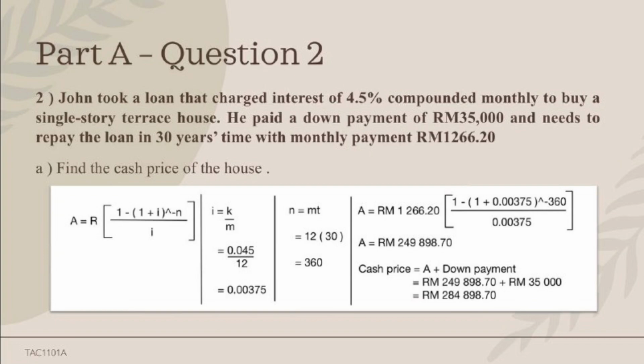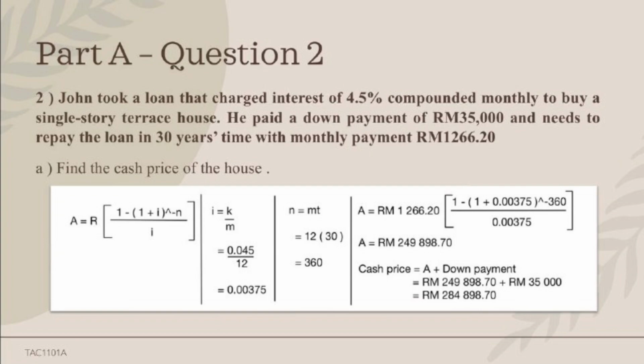So we know that the formula is A equals R open bracket 1 minus open bracket 1 plus i close bracket the power of negative n divided by i, and then you have to close the bracket. i equals k over m, 0.045 divided by 12, and you get the answer 0.00375. n equals mt, 12 times 30, and you get the answer 360.